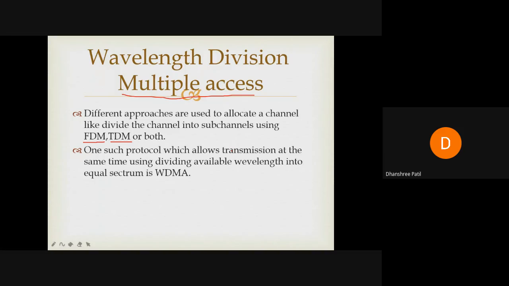If we don't know how FDM and TDM are working, how will we understand what is meant by wavelength division multiple access? In yesterday's lecture only we have seen this, how this FDM and TDM is working. Still, if we are not able to tell, then what is the use?